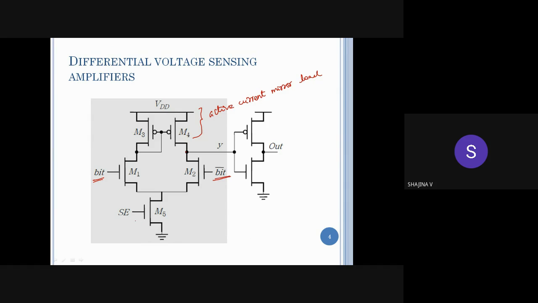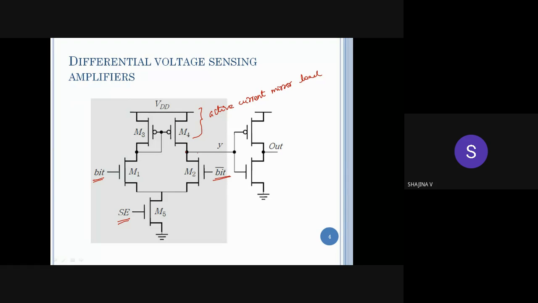And now we have another transistor M5, the gate of which is connected to SC. SC means sense amplifier enable signal. So in order to activate this part, we have to enable this terminal. So this is the circuit diagram of the differential voltage sensing amplifier.